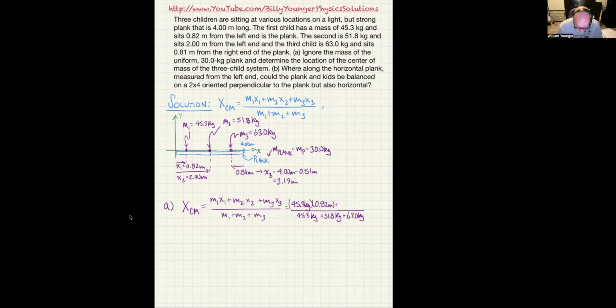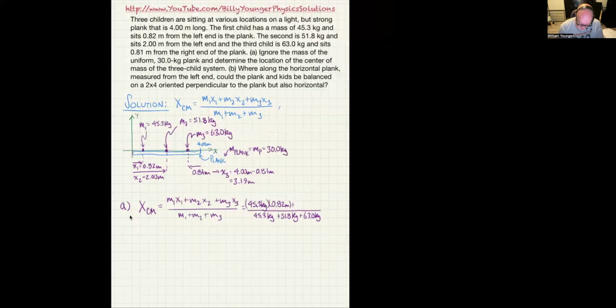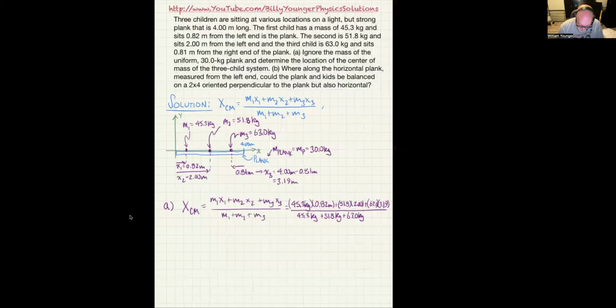And I started writing the first two terms, and I wanted to include the units so you know what they are. So it's 45.3 kilograms times 0.82 meters. That's going to give you kilogram meters. The bottom's going to be in kilograms, so you can actually divide out the kilograms to get just meters. So the x-center of mass should come out in meters like we expect, but I'm not going to take the time to show the kilograms and the meters in the rest of the numerator, so I just chose to stop there.